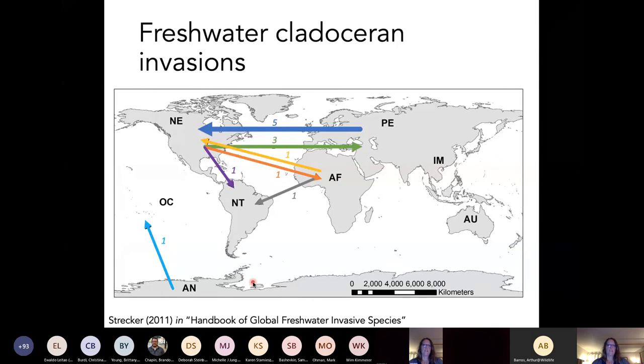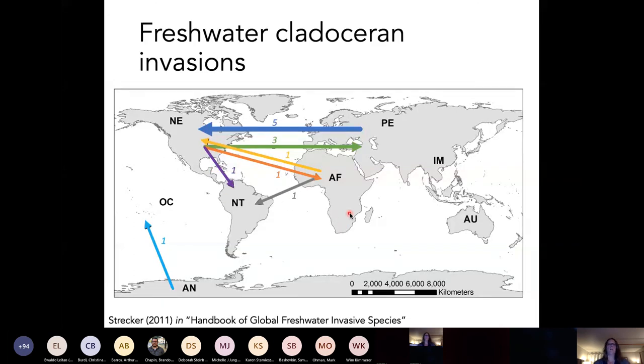This is an analysis that I did about 10 years ago for a book chapter that looked at global freshwater invasive species. This chapter was focused just on cladocerans. Jeff Cordell, who I saw mentioned in the previous talk, wrote the chapter on copepods. This is showing the invasion of species from different geographic regions. We have five invasions that went from the Palearctic to the Nearctic, three that went the reverse direction, and then small numbers moving between other geographic regions.